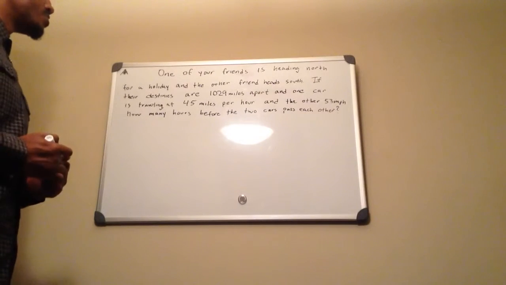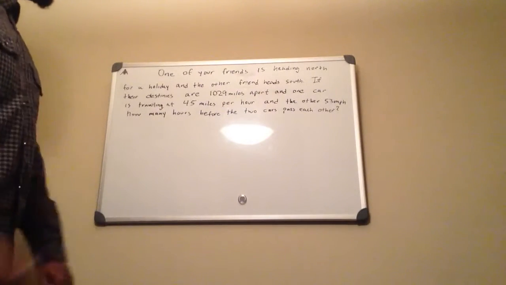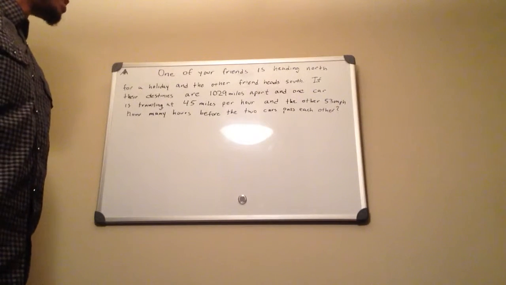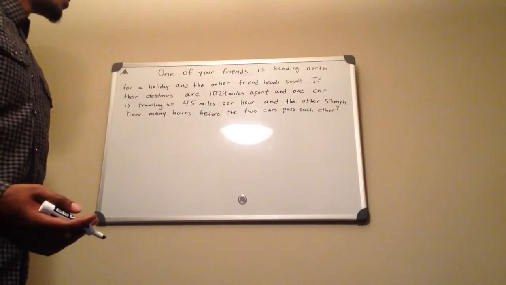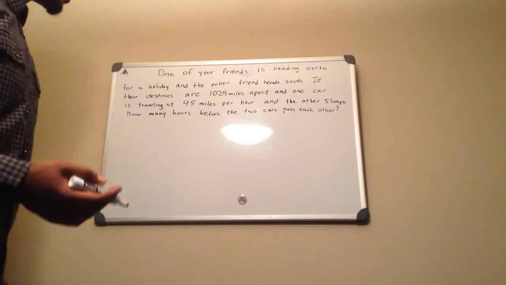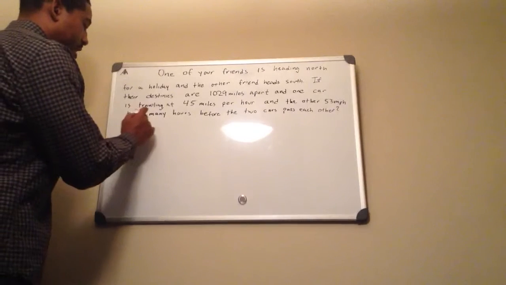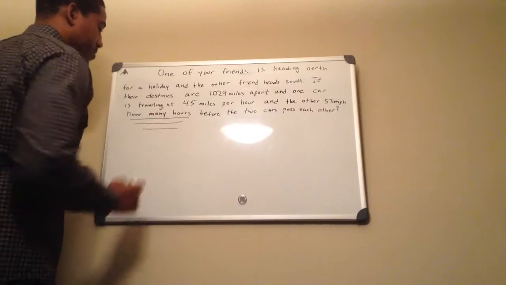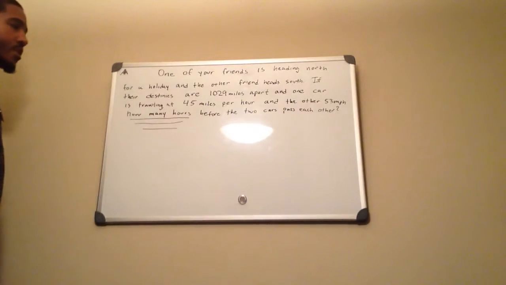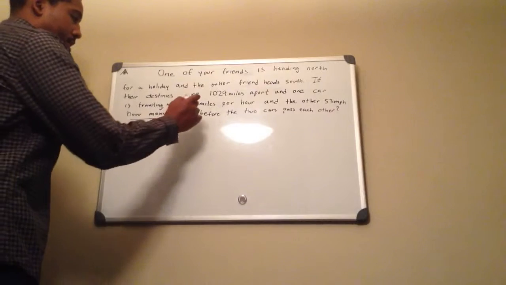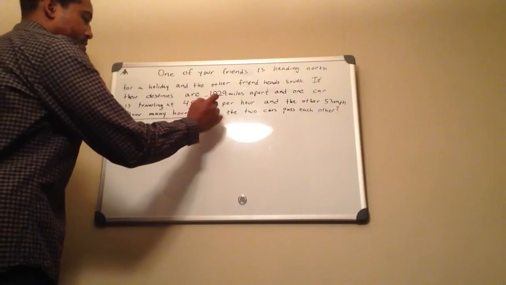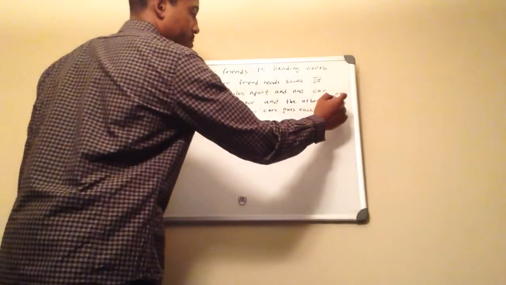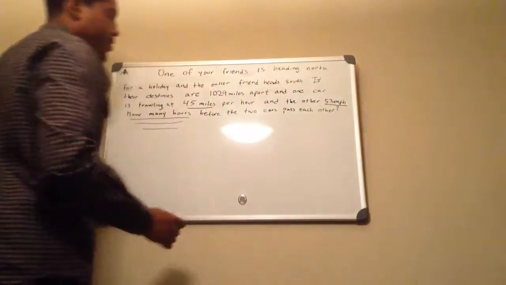So here, what you want to do is pull out the necessary information that lets you know how to form an equation to solve for your variable, which here is how many hours. So that's what we're focusing on solving. We want to look for how many hours it takes for a car traveling at 45 miles an hour south to pass a car traveling 53 miles per hour north.